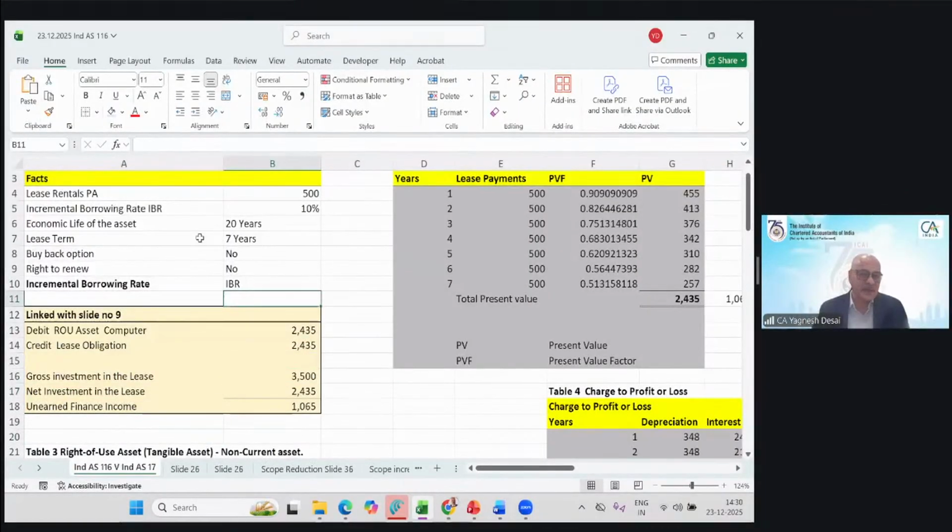243500, which is 7 years into 500, is the gross investment. 2435 is the net investment, and the earned finance income is 1065.